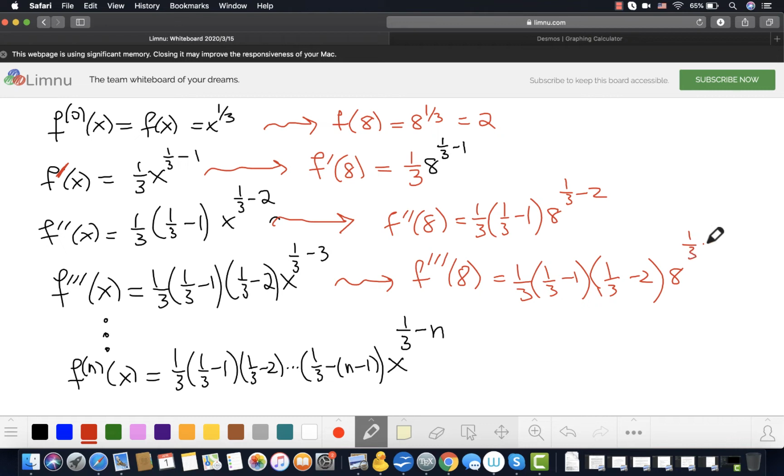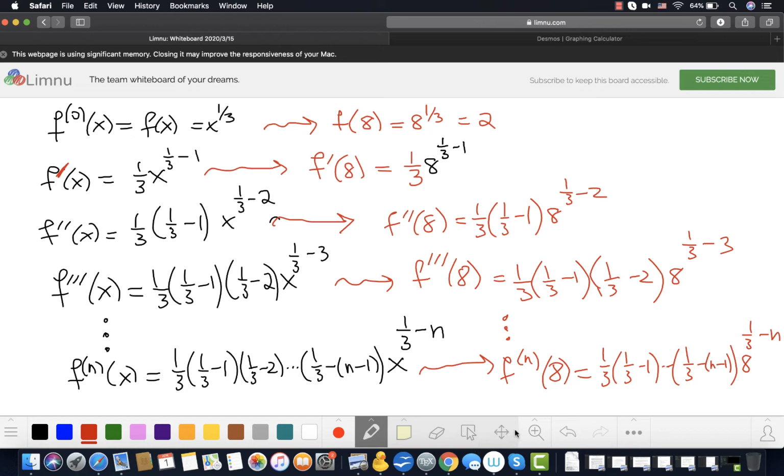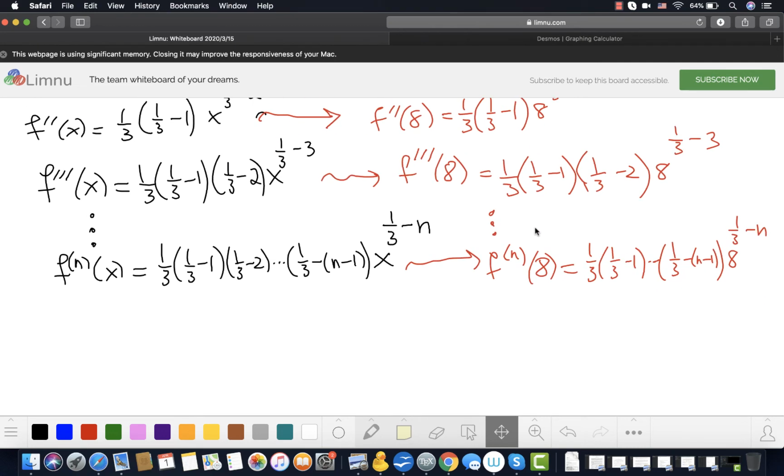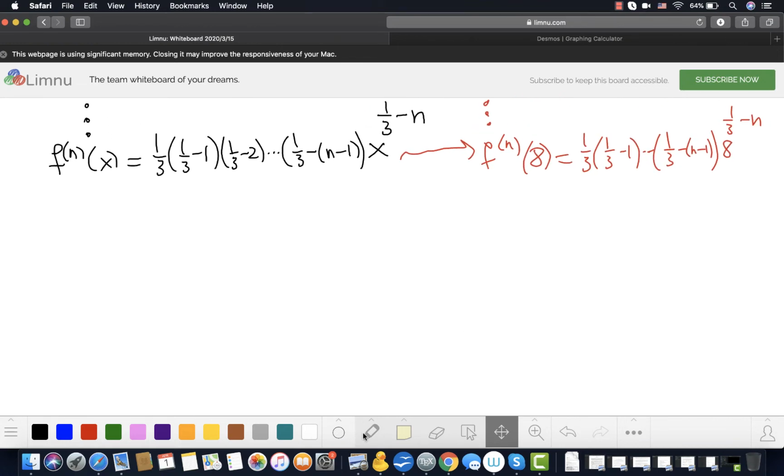And finally, the nth derivative evaluated at 8, and this is the most important one because this is the formula, is 1/3 times (1/3 minus 1) up to (1/3 minus (n minus 1)) times 8 to the power of (1/3 minus n). Okay. So that's it. We computed the nth derivative of the function and evaluated at 8. We got something like this. Okay, so this means the Taylor series.